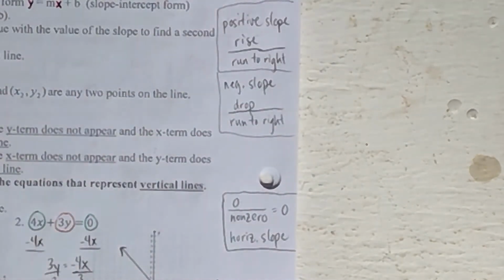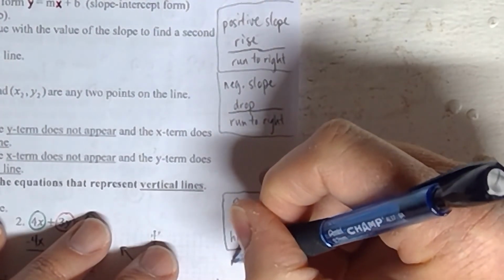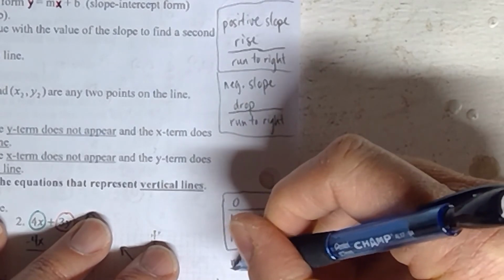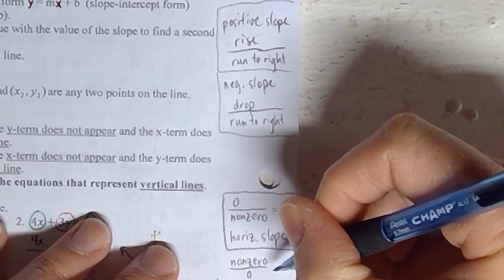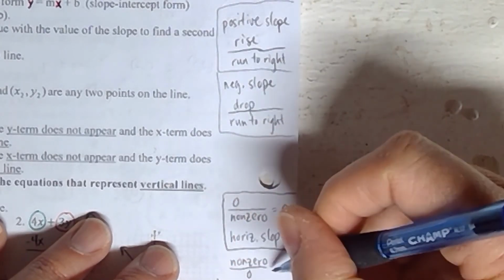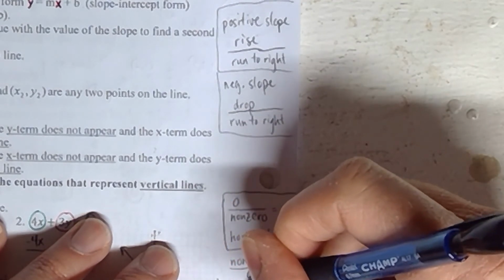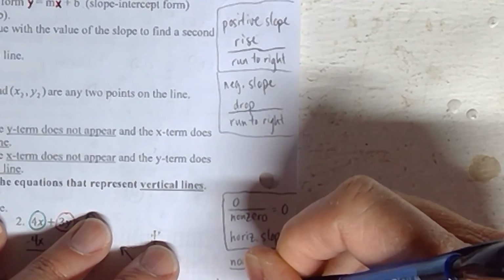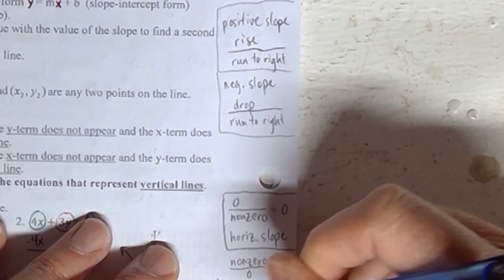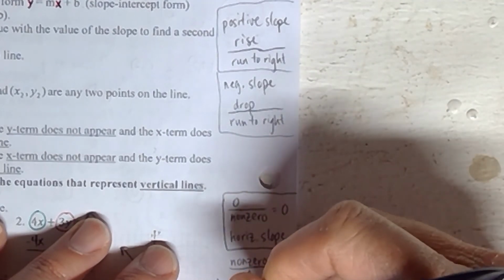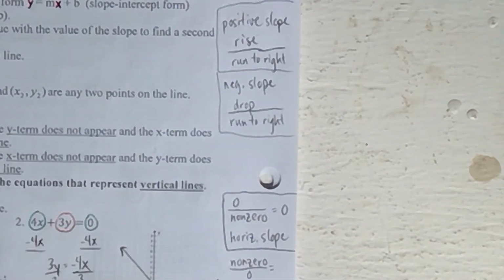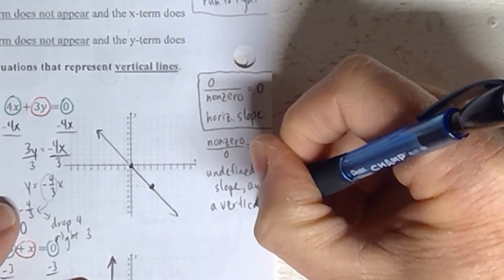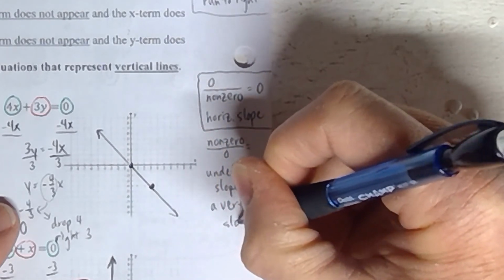And so if you end up with a slope, you guys, that has the non-zero number on top and the 0 number on the bottom, that is an undefined slope, but it's also a vertical slope. Let me move that down. Sorry about that. And a vertical slope as well.